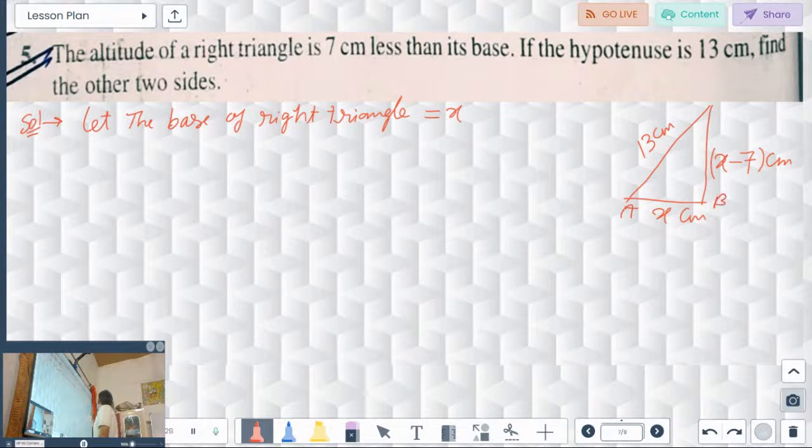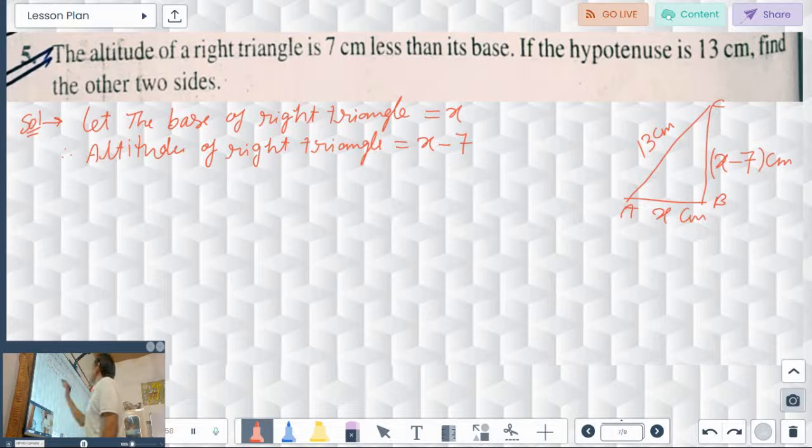So A, B, C, okay. Now the altitude of the right triangle is x minus 7, okay, and given the hypotenuse is 13 centimeter.